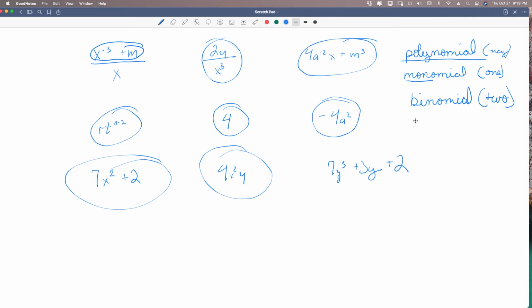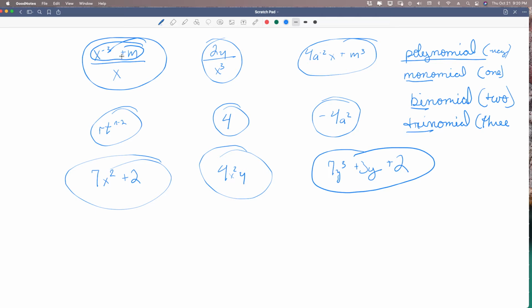Then there is another called the trinomial. And we know that tri means three. So bi means two, tri means three. We have a trinomial right here. We could also call this a trinomial because we have 1, 2, 3 terms that consists of a binomial in the numerator and a monomial in the denominator.